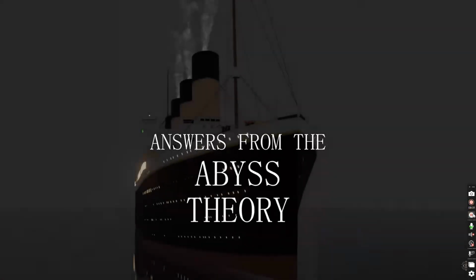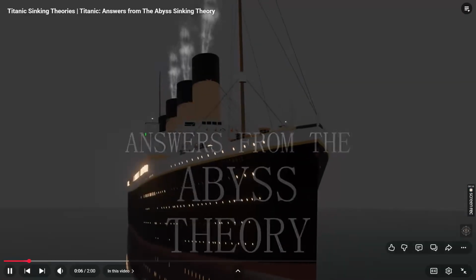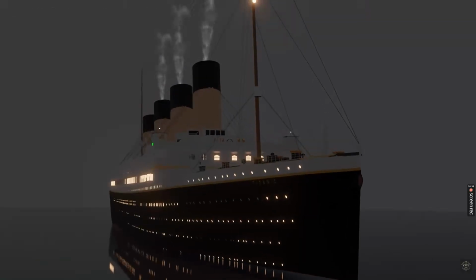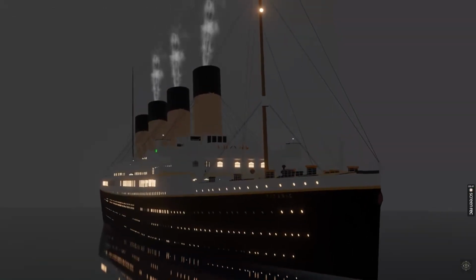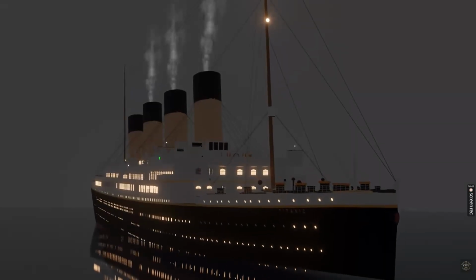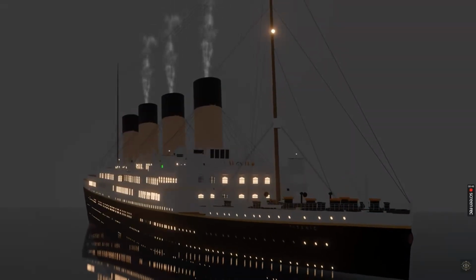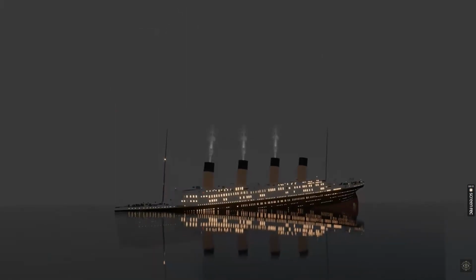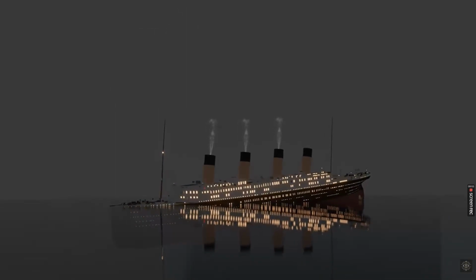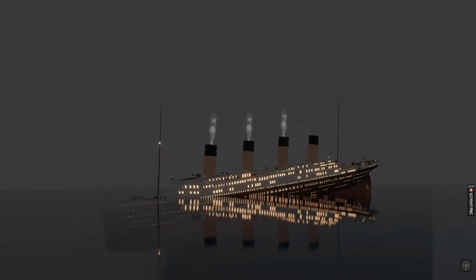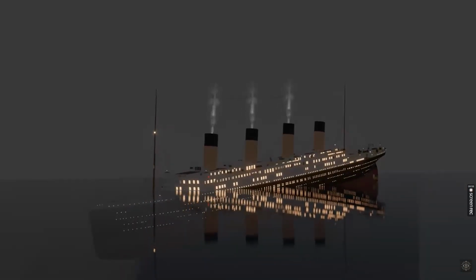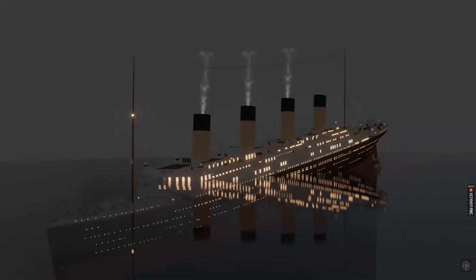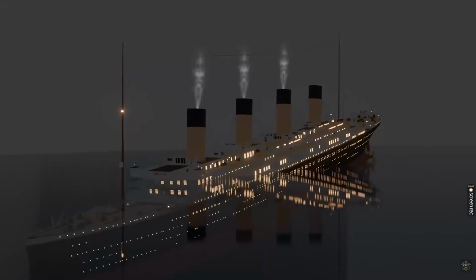Now let's go to the Answers from the Abyss theory. This is the last sinking theory of this part of the video. As you can see, the ship has a much lower trim on the stern. In fact, the trim is going much higher than usual. The ship develops a list a little bit to port until it goes much more onto the sinking.